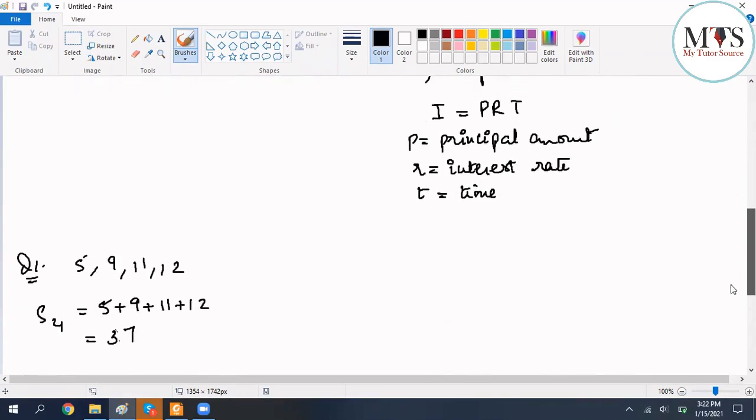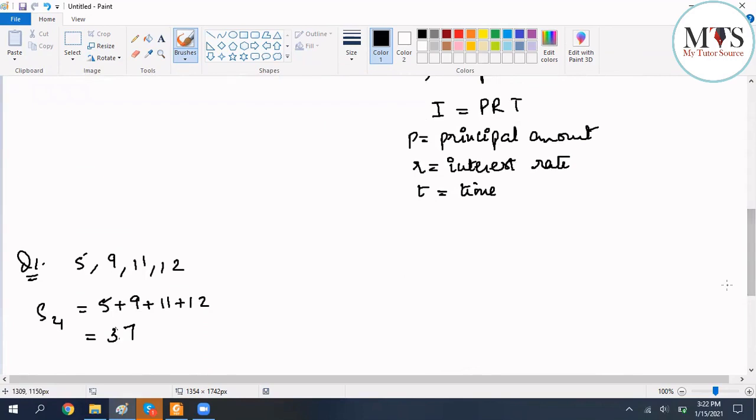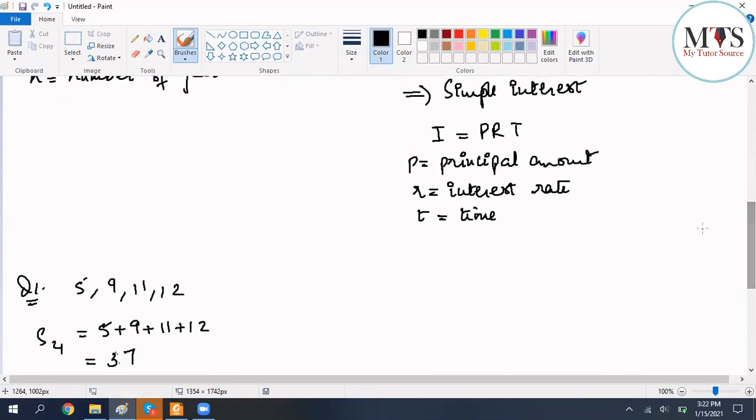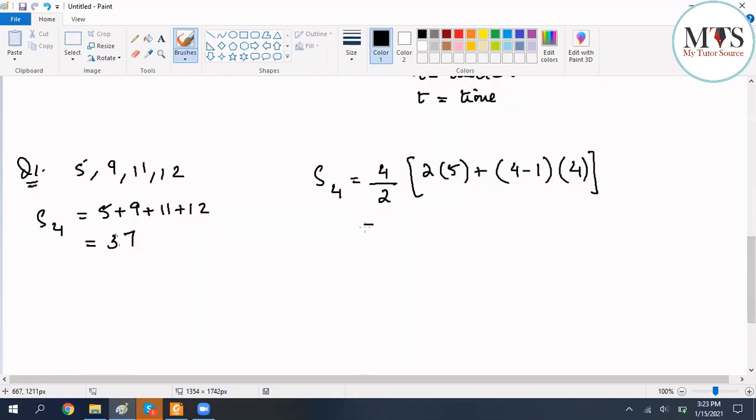So you just substitute into the formula. Let's say, since it's an arithmetic one, S4 would be 4 over 2 times 2 times u1, which is 5, plus 4 minus 1 times the difference. But the thing is, the difference is changing in this one, so you can't use this. But as an example, you would just plug in the values.